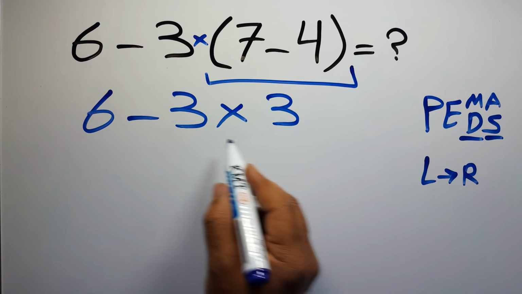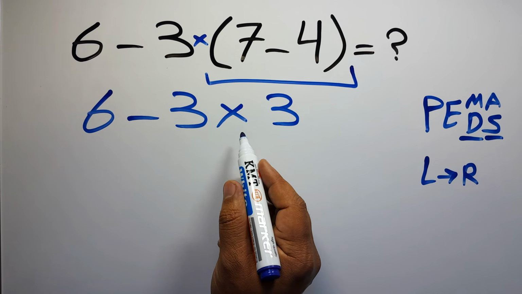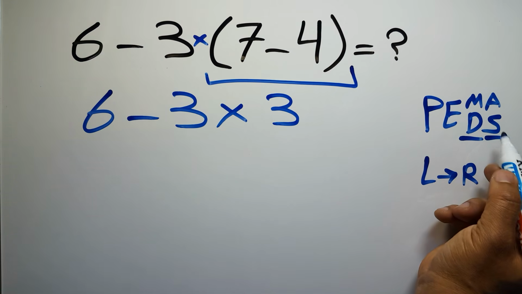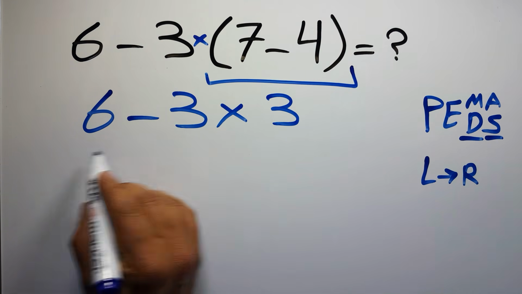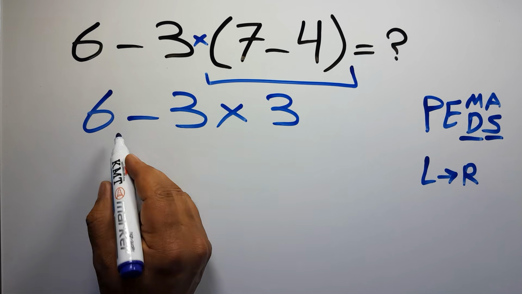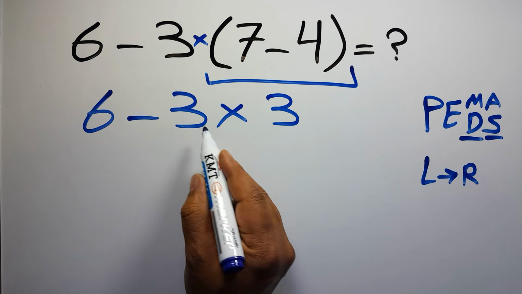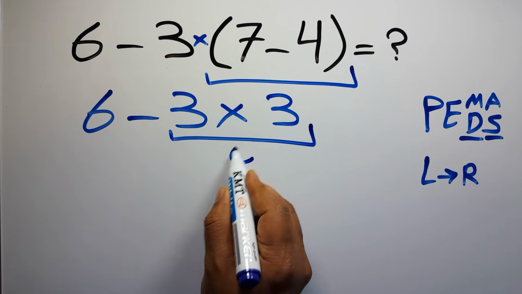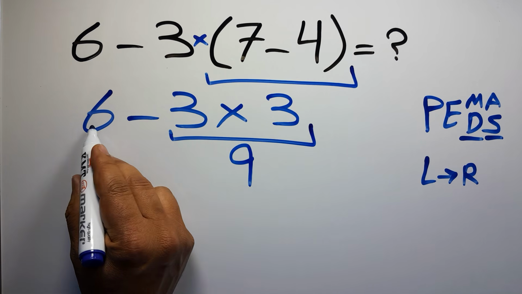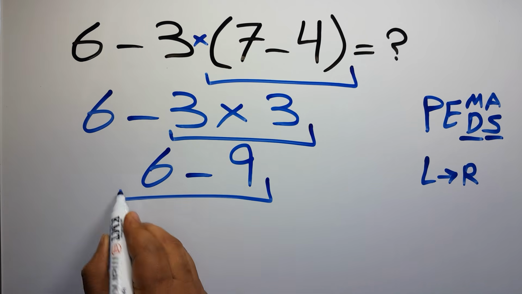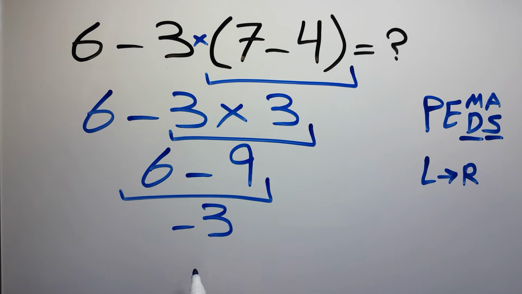According to the PEMDAS, multiplication has higher priority than subtraction because multiplication comes before subtraction. So here first we have to do this multiplication, then this subtraction. So first 3 times 3, which equals 9. So 6 minus 9, which equals negative 3. And this is our final answer to this problem.